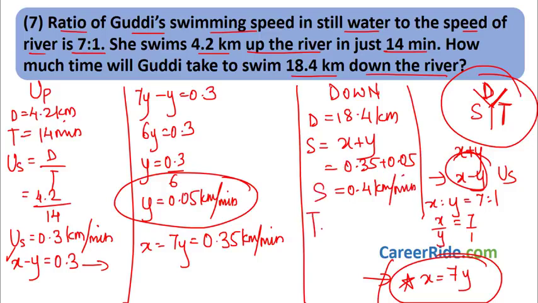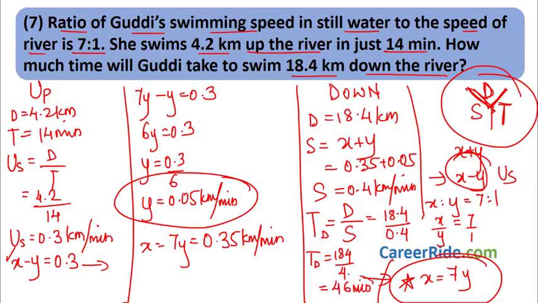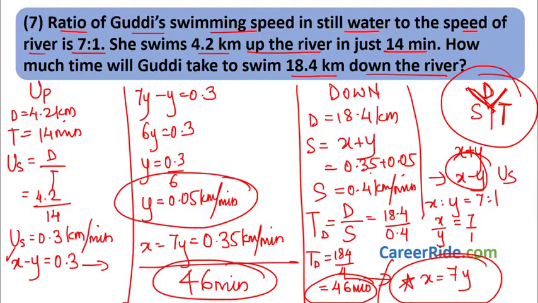So what is the time taken downstream? Nothing but distance upon speed. From here we have distance upon speed. Correct? So that would be 18.4 divided by 0.4, right? So TD is nothing but 184 divided by 4, that is 4 is 16, 24, 46 minutes. So the time taken is 46 minutes for Guddi to travel 18.4 kilometers down the river.